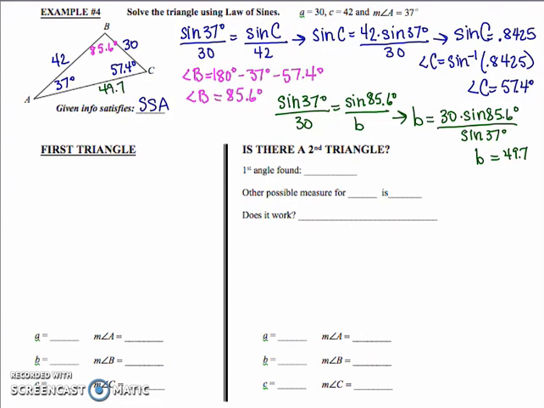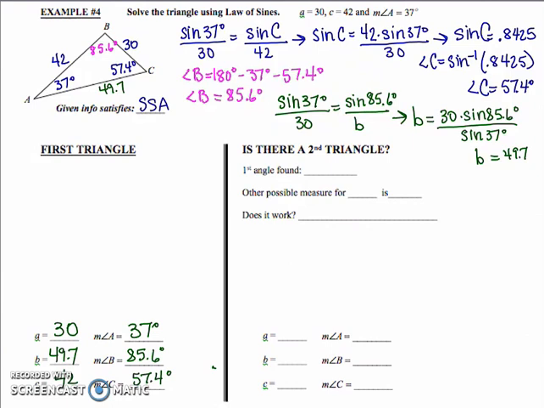All right, so we have solved this triangle. All right, the first triangle, I'm just going to go ahead and write all the information here on the left-hand side. Okay, we've got side A was 30, measure of angle A was 37 degrees, side B was 49.7, measure of angle B was 85.6 degrees, side C 42, and measure of angle C was 57.4 degrees. Okay, so we know that that is a triangle.